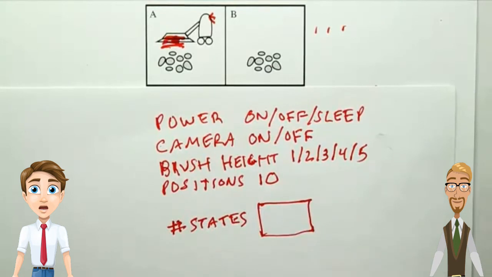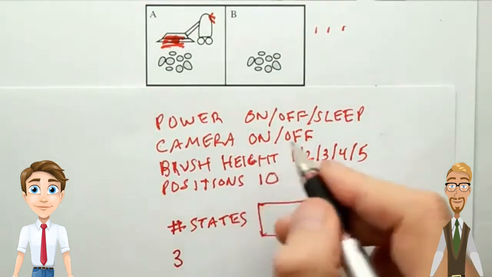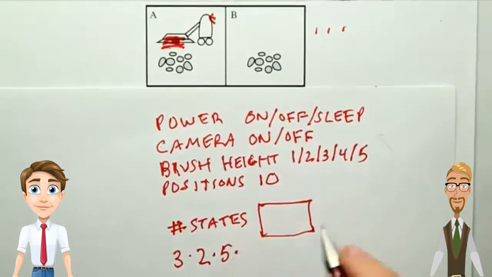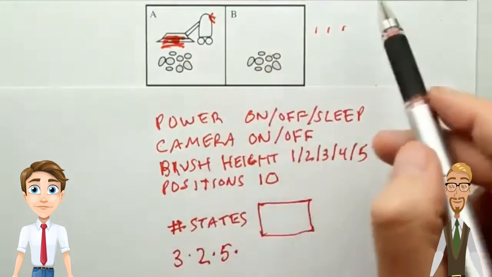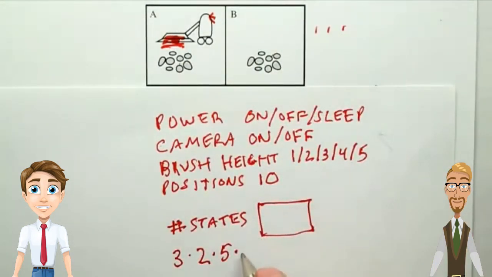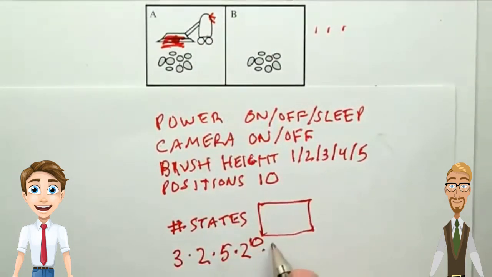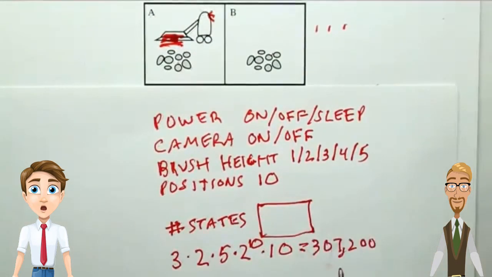The answer is that the number of states is the cross product of the numbers of all the variables, since they're each independent and any combination can occur. So for the power, we have 3 possible positions. The camera has 2. The brush height has 5. The dirt has 2 for each of the 10 positions. So that's 2 to the 10th, or 1024. And then the robot's position can be any of those 10 positions as well. And that works out to 307,200 states in the state space.